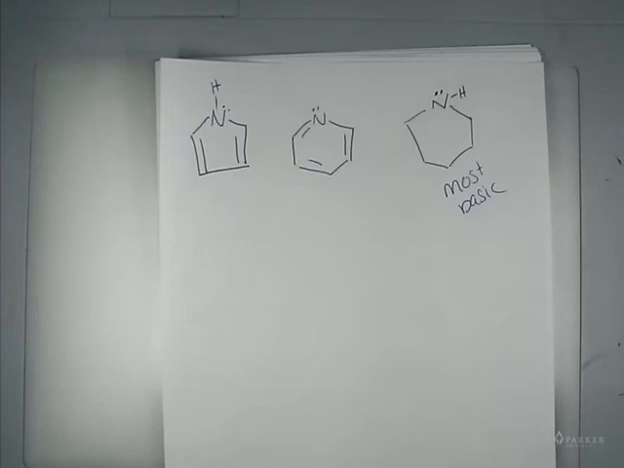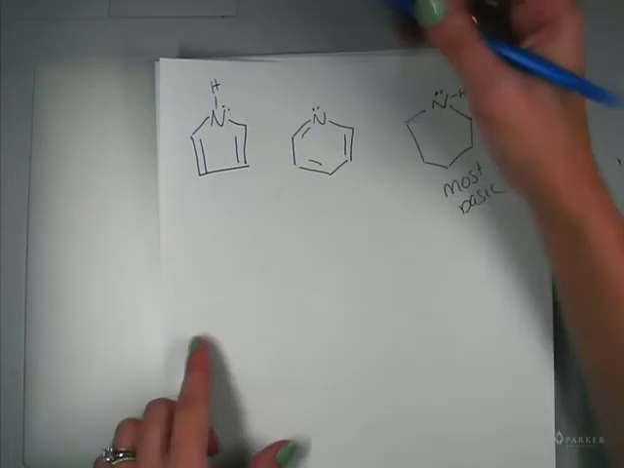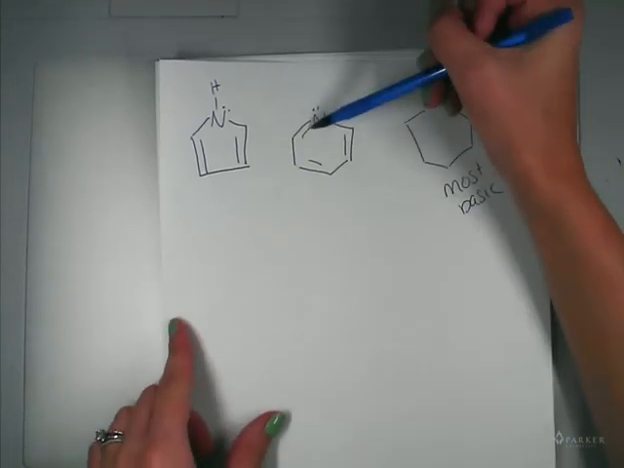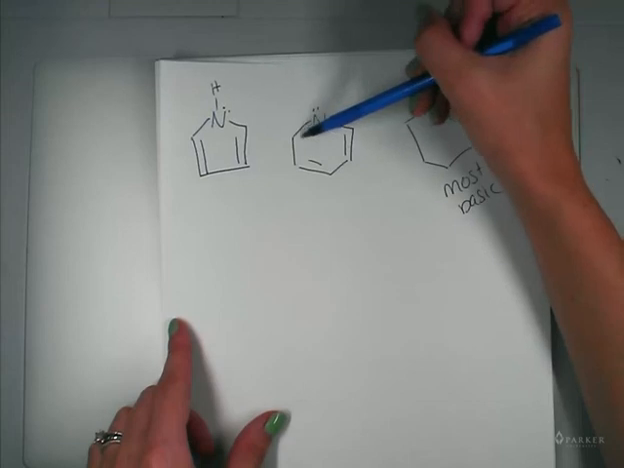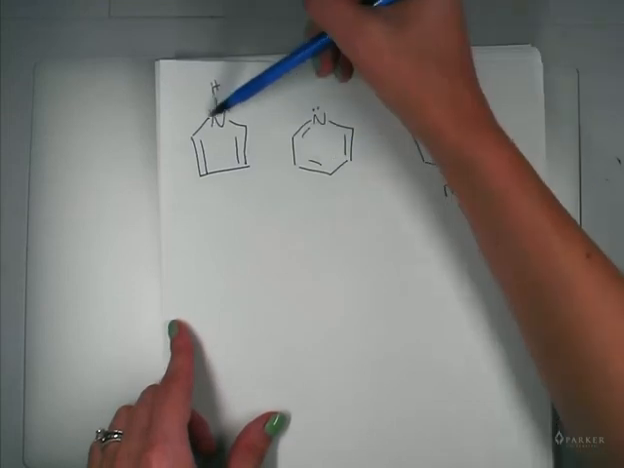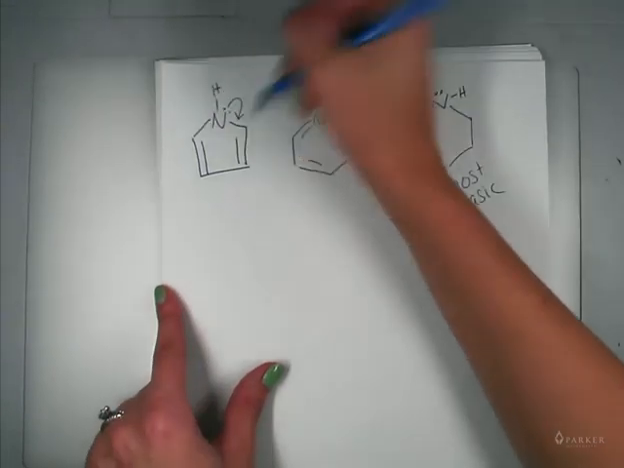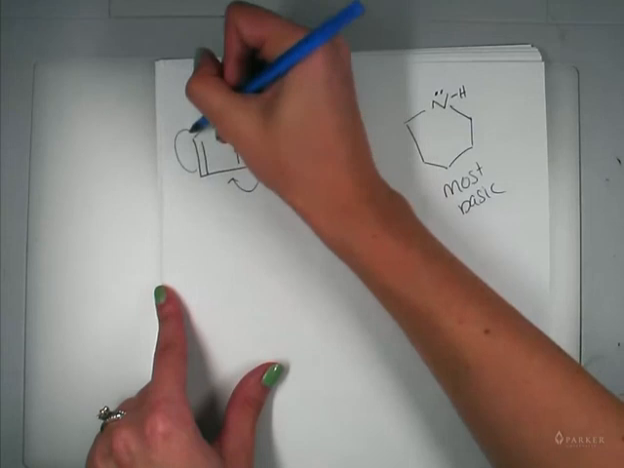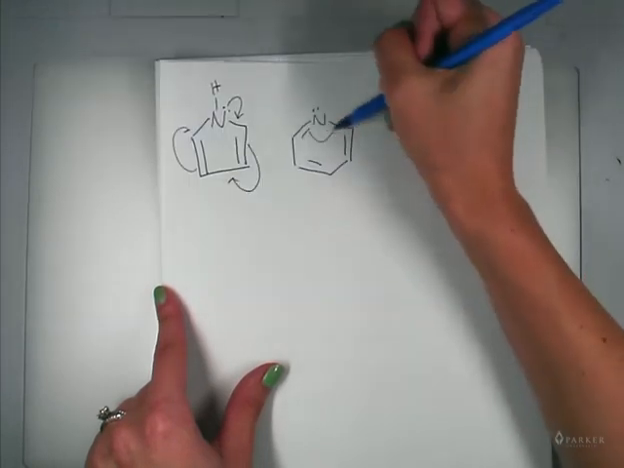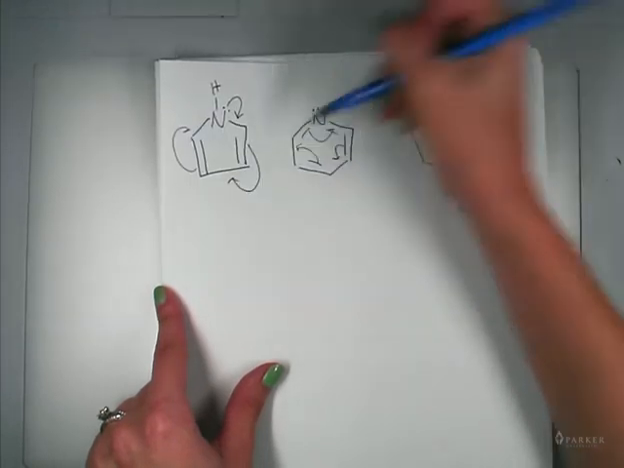All right, what about between these two here? Which one's more basic? The middle. Because this one already has a double bond there to resonate around. And this one, does it? No, so you'd have to use its lone pair to resonate. So this one needs a lone pair to resonate around. And then this one has a double bond, so you don't have to use the lone pair.